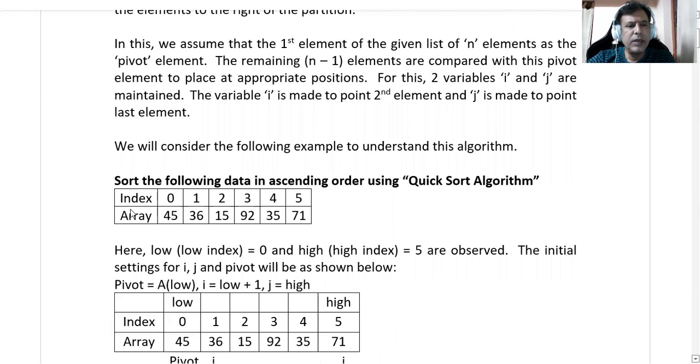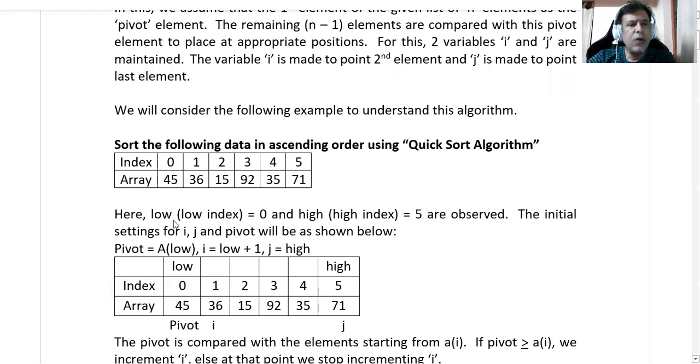This is the example. Index is given from 0 to 5 and array elements are given as 45, 36, 15, 92, 35 and 71. These are the numbers which need to be sorted. Here this low index is considered as the low value, and this 5 is considered as the high index value. The initial settings for i, j and pivot will be as shown below.